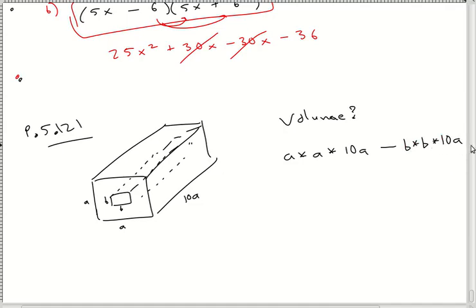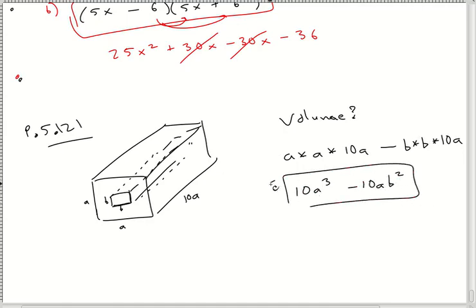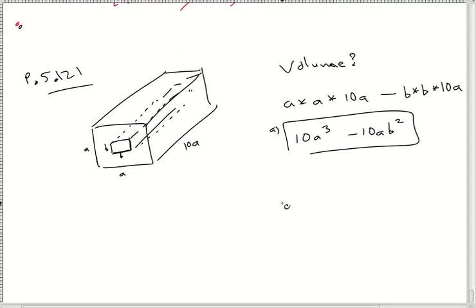B times 10A. Now that's kind of weird here. Again, length times width times height kind of thing. So I got my length, my width, and my height. So they share the same 10A, both of them. That's okay. They want you to simplify this. So notice how many A's we got here? We got 3 of them. And here we actually have an A and 2 B's. And that's your part A. Funny how that works. Part 1.